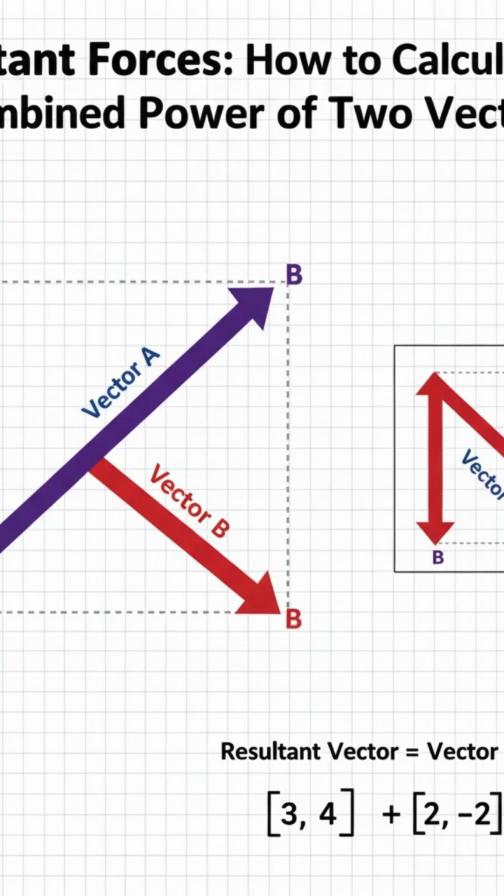Key things to remember. Same direction, add. Opposite direction, subtract. Right angle, use Pythagoras. The result is called the resultant vector.